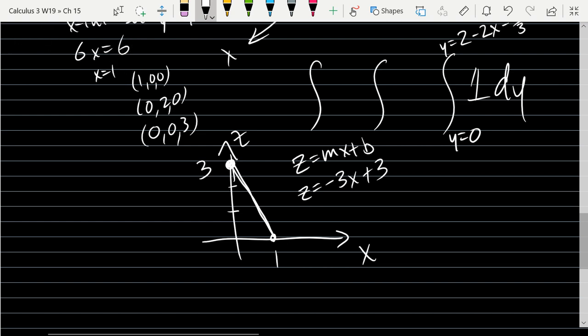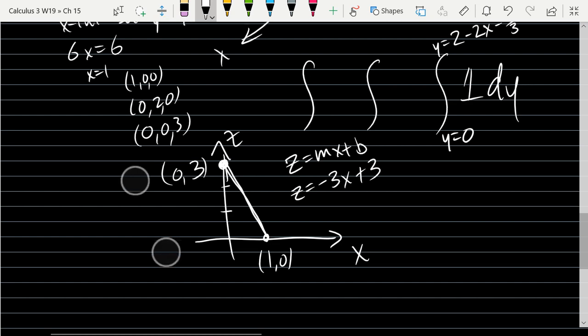So I have (0, 3) and (1, 0). Plugging these in, when x is 0, z is 3, that's correct. And when x is 1, 1 times negative 3 is negative 3, plus 3 is 0. So my 2 points work. All right, we're good to go.